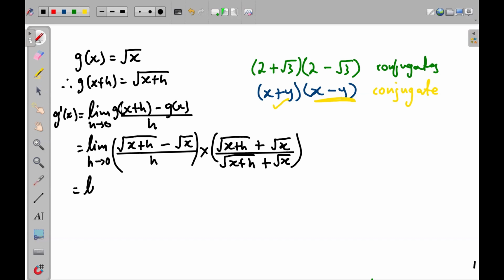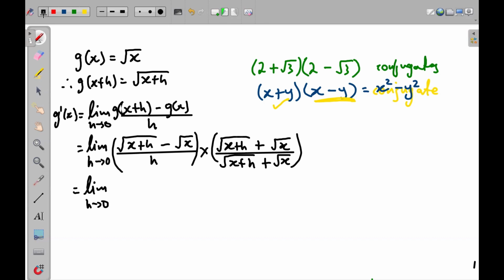Now, let's see what happens when we multiply by the conjugate. From this blue one, we already know from difference of two squares that (x plus y) times (x minus y) is simply going to be x squared minus y squared. We know that much already. So that's exactly what's going to happen here.